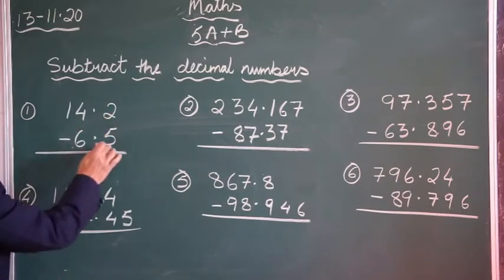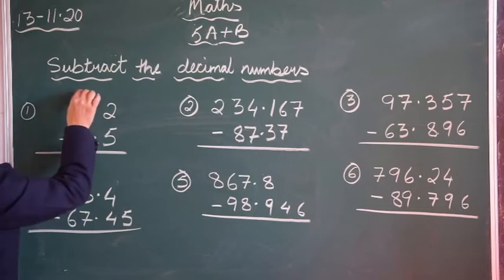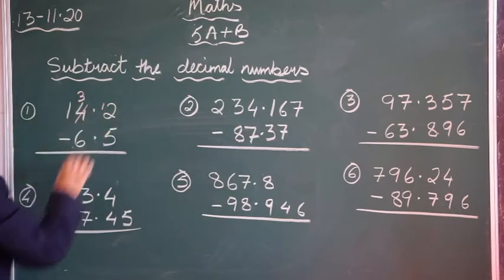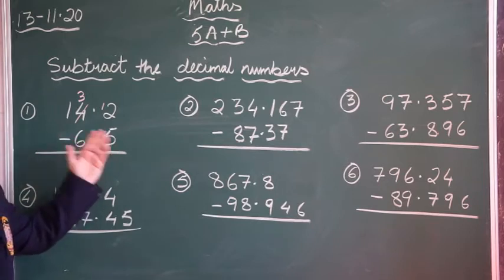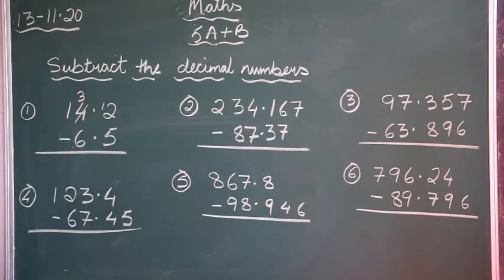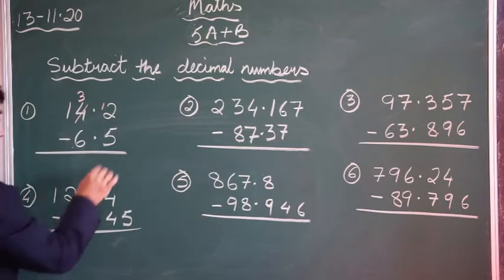So 2 is smaller than 5, we borrow from 4. Now 12 minus 5, 5 is here. From 5, count till 12: 6, 7, 8, 9, 10, 11, 12. How much? 7.